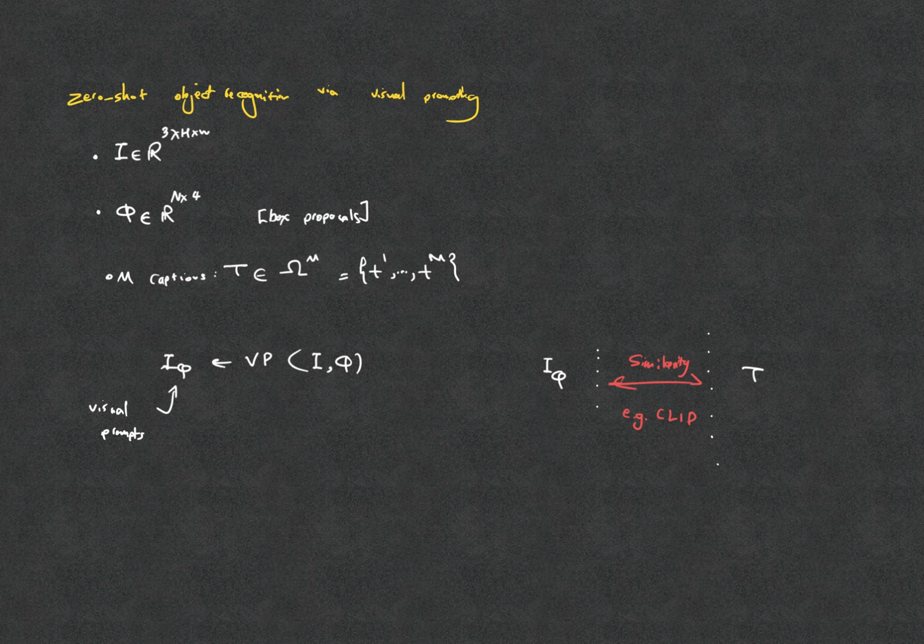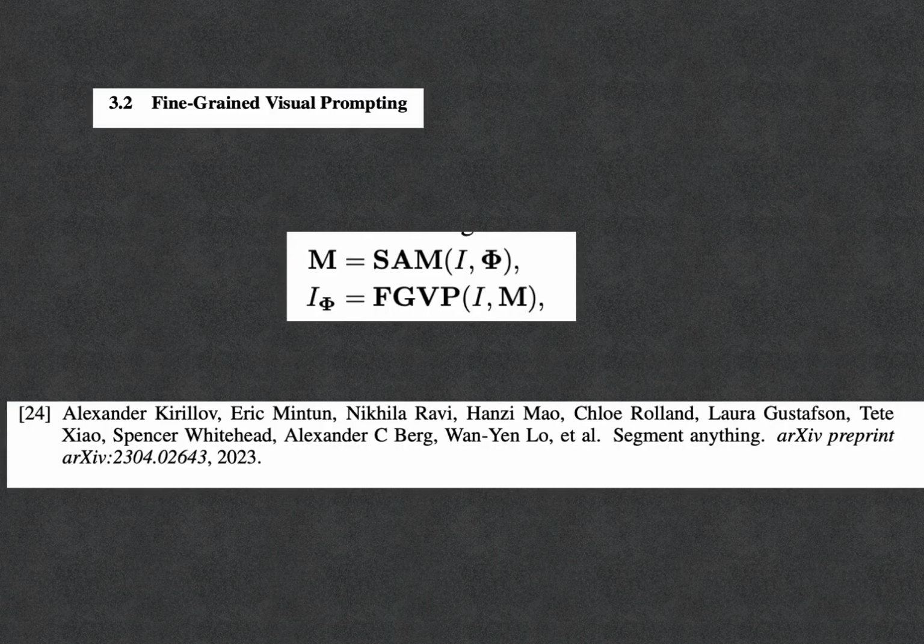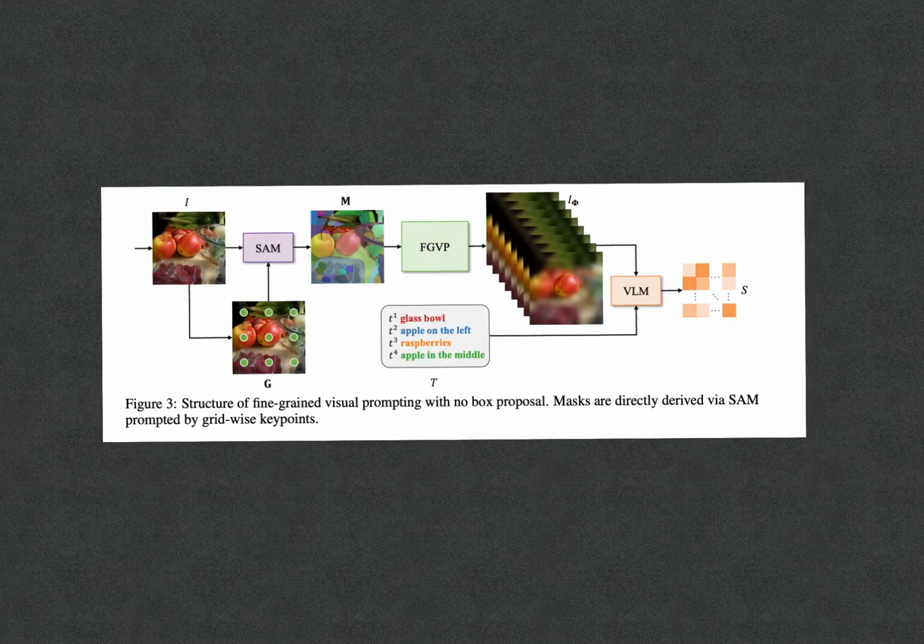In fine-grained visual prompting, what they do is this Segment Anything model is going to be used here as this generalist model, and they take I and M in order to use the segmentation masks to create this. And this is the paper for the Segment Anything model. So they take the image, they have this grid-wise key points, they feed it to the Segment Anything model, they receive the masks associated with each one of the objects. Fine-grained visual prompting is going to create these visual prompts, and then they have the text as well. Then they use a visual language model such as CLIP in order to assess the similarities of these things, but this time with these more fine-grained visual prompts.